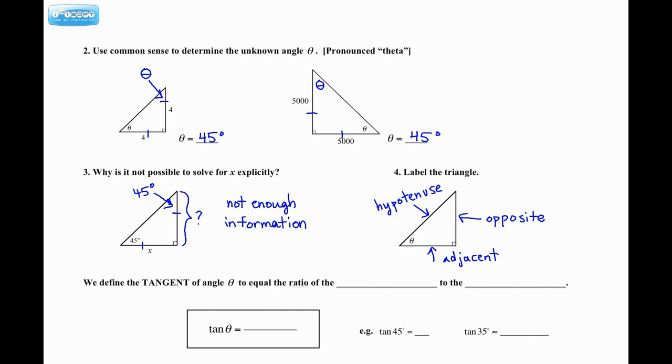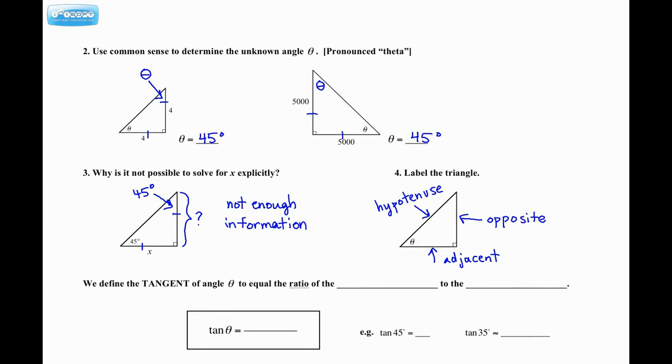Okay, you don't have to write this down. But let's pretend my theta was here and not here. Okay. Well, this would still be the hypotenuse because it's the longest side opposite the 90-degree angle. However, because of this theta now being here, this would be the opposite because it's opposite that angle, which would make this side here the adjacent. Okay.